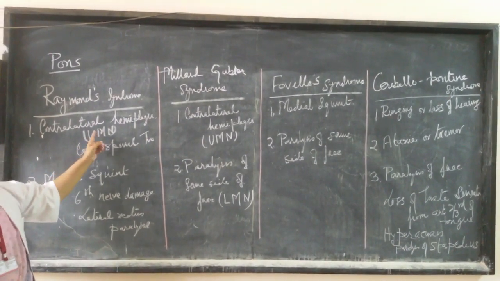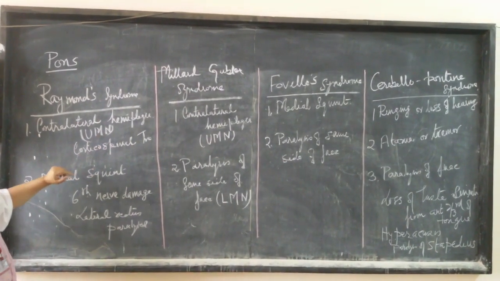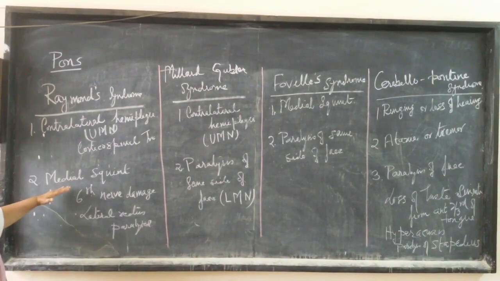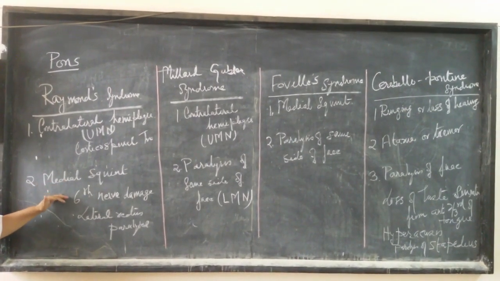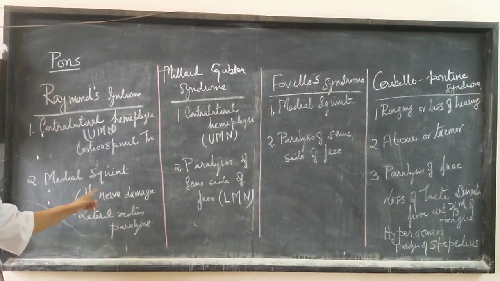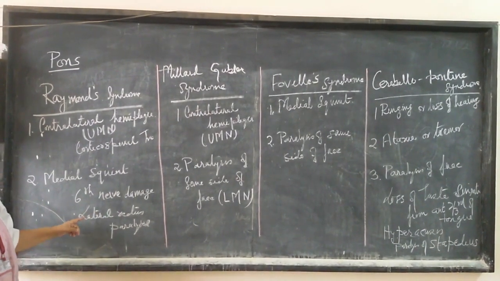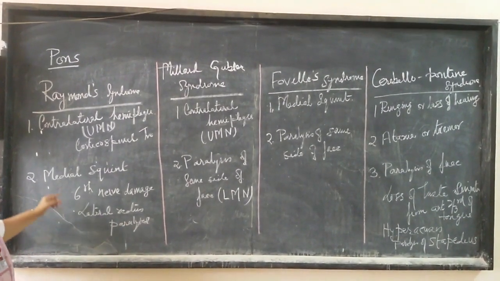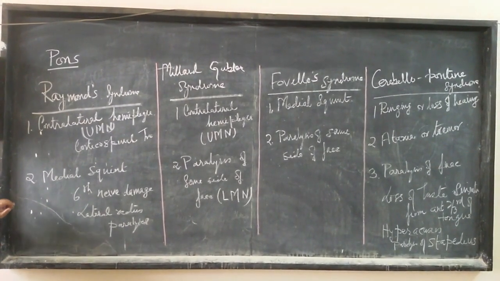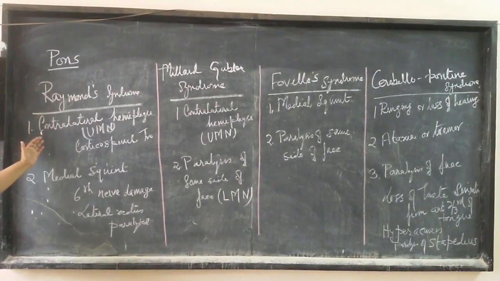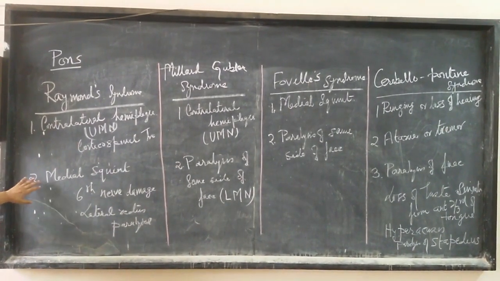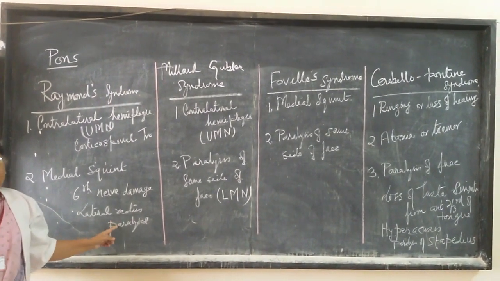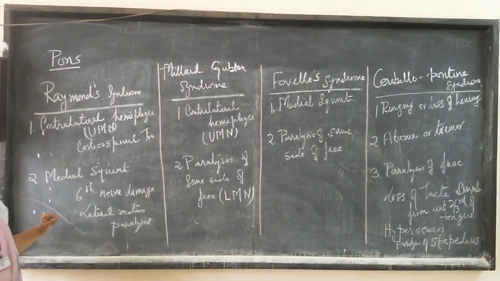side. And this will be of upper motor neuron type. This is due to involvement of the corticospinal tract. The other important feature will be medial squint. And this is due to involvement of the sixth nerve, and there will be paralysis of the lateral rectus muscle of the eyeball leading to medial squint. Therefore, the important features of Raymond syndrome are contralateral hemiplegia, upper motor neuron type, and medial squint due to involvement of the sixth nerve leading to paralysis of the lateral rectus muscle of the eyeball.